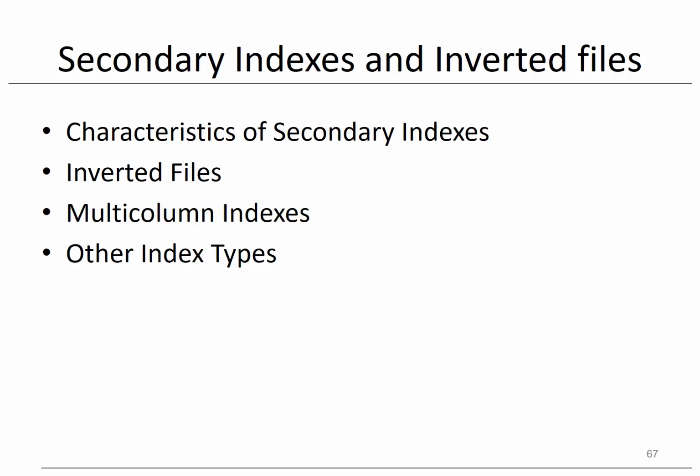Complementary techniques are needed to speed up access to data according to those search keys that had no impact on the physical ordering of the data. These techniques, which we refer to as secondary file organization, always involve indexes, called secondary indexes. In what follows, we discuss their characteristics, inverted files, multi-column indexes, and other index types.